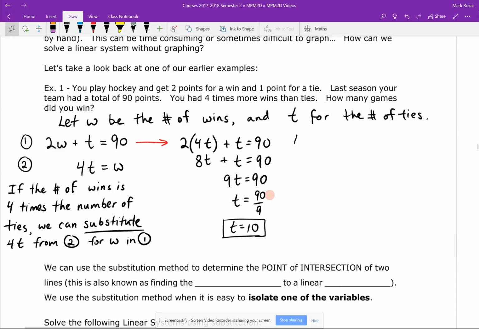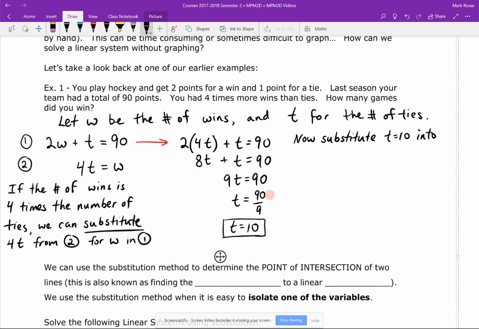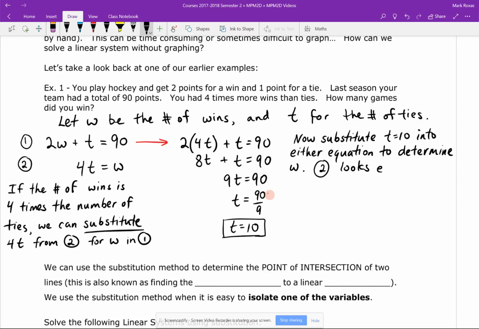So we're going to say here now substitute t equals 10 into either equation to determine w. Okay, so I'll use equation 2. So 2 looks easier because it's just one single step until you find w.